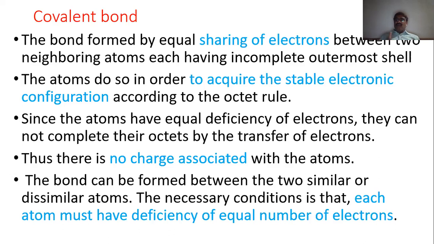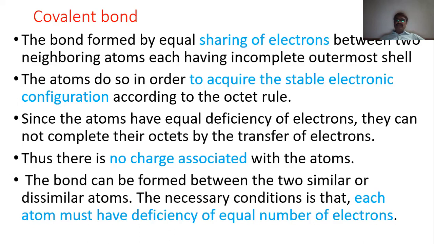While the atom which gains the additional electron becomes electronegative and acquires a negative charge, it becomes a negative ion. But since in the case of sharing of electrons there is no transfer of electrons, there is no chance of conversion of atoms into ions. So no charge is associated with atoms. Atoms remain atoms, and the pair between them bonds the atoms together. Such a bond, formed due to sharing of electrons between two neighboring atoms having incomplete outermost shells, is called a covalent bond.